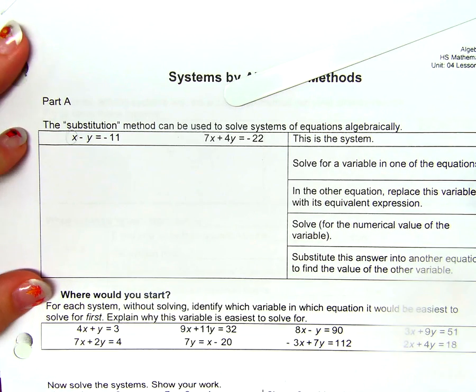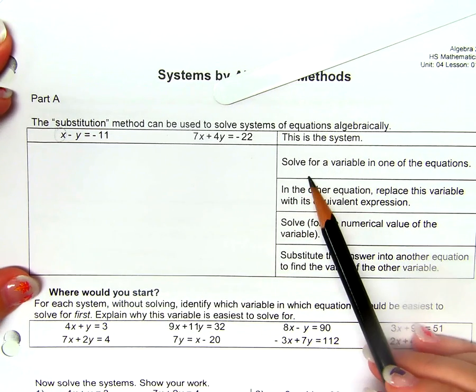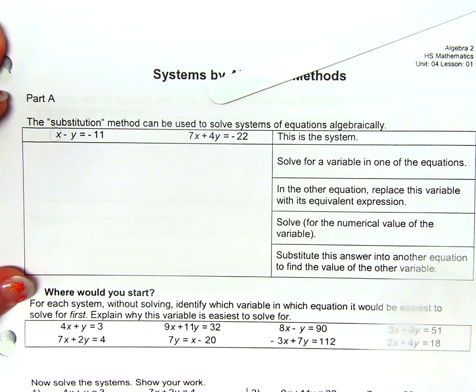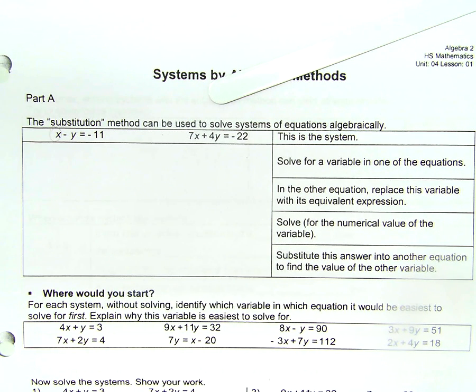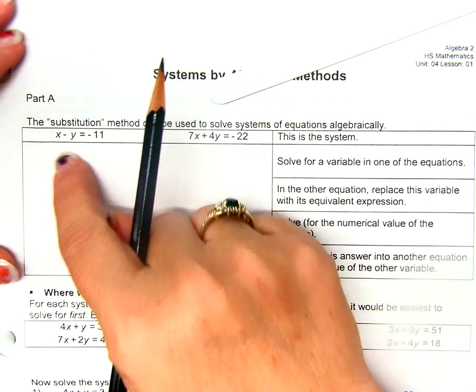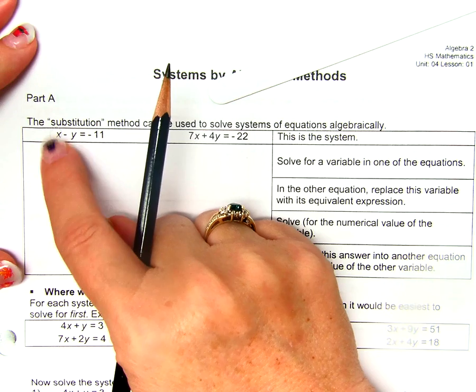Okay? So the first set of directions here says solve for a variable in one of the equations. We want to choose the runt variable. Now, again, let me be very clear. That's not correct mathematical vocabulary at all. You look it up, you're not going to find a runt variable. That's just me. I'm trying to relate it to something you already understand. Deal? Okay? So what we need to do is solve for that variable.